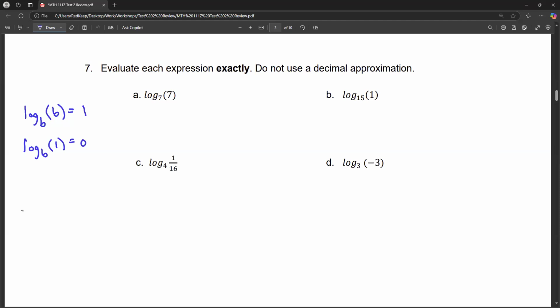Log base 7 of 7 fits that parameter of log base b of b, and so we know that this is just equal to 1 for the reason given here. For part B, they're asking us log base 15 of 1. Again, this looks like the second rule, that log base b of 1, for any base b, is equal to 0. So this one is just equal to 0.